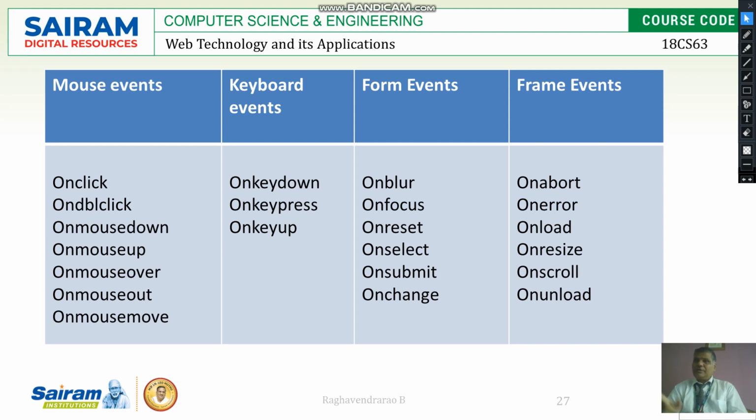On blur means when the key and the mouse pointer come out of that particular text box, the color should change. If I write it like that, then the color of that text is going to change. On reset, there is a reset button. So whatever data you entered in the form should get deleted, meaning cleared.